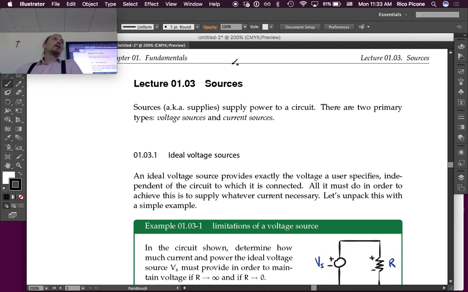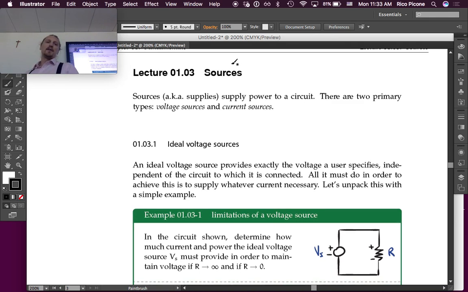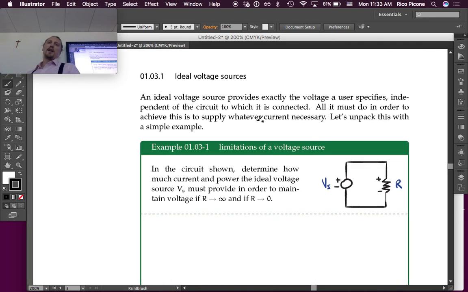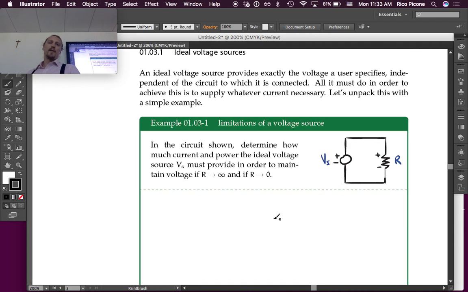So say you have a source that's supposed to supply 10 volts. No matter what you connect it to, it's supposed to supply 10 volts, and it's going to put out as much current as it needs to make that happen. So that's an ideal supply. There are approximations of this that are real supplies, but we'll talk more about real ones in a little bit. But we'll talk about an ideal voltage source for now.